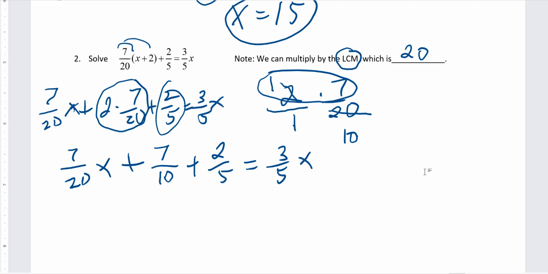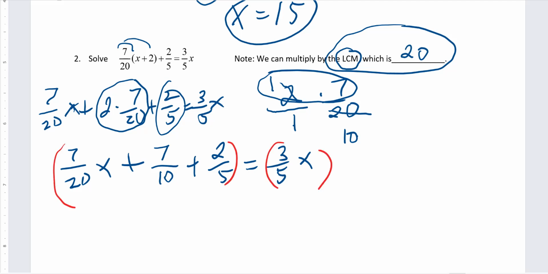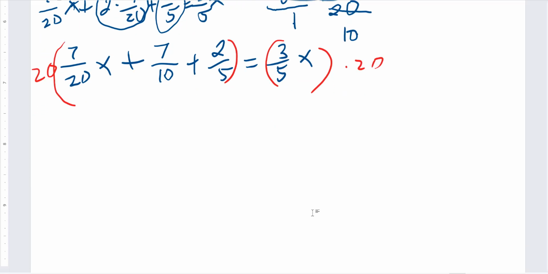So where do I go from here? Well, this is where we're going to use the least common multiple. We're going to take both sides of this equation, and as I'm sure you know, you can do anything you want to one side as long as you do it to the other side. I'm going to multiply both sides by the least common multiple, which is 20. So what is that going to give me?